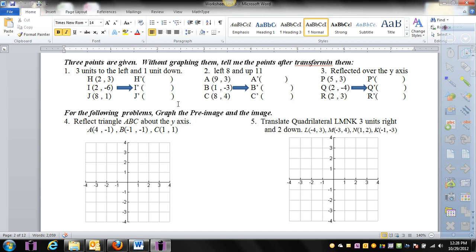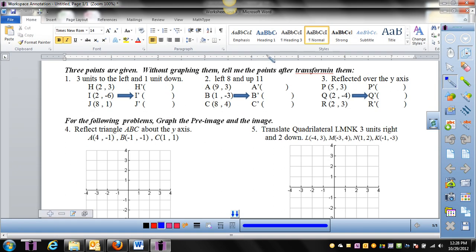We're gonna do some graphing here of ordered pairs and translating them, actually transforming them. There's a difference between the two, but I'll talk about that in a second. So first of all, let's start with the top here. 3 points are given without graphing them. Tell me the points after transforming them. I gotta fix my little typo on that.